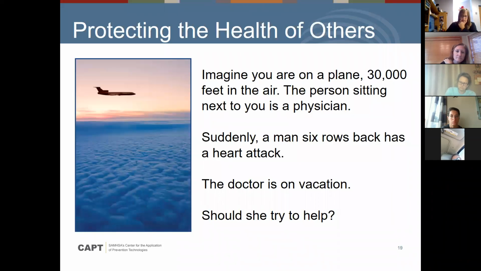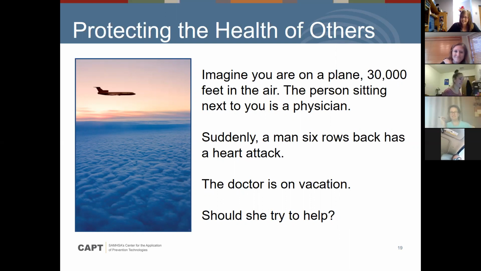So the next key concept of this principle is that prevention professionals are asked to consider appropriate roles and responsibilities, not only at work, but also outside of work. So let's think for a moment. Imagine that you're on a plane 30,000 feet above the air and the person next to you is a physician. Suddenly a man six rows back has a heart attack. The doctor's on vacation, but should she try to help? What do you think?